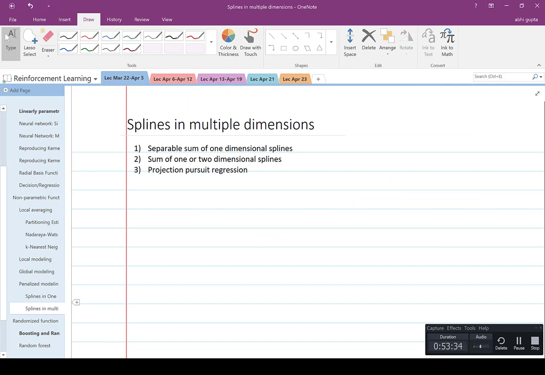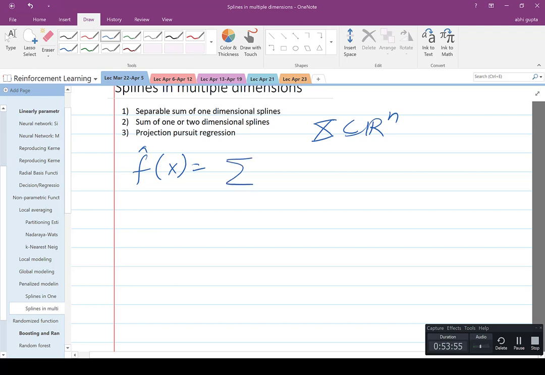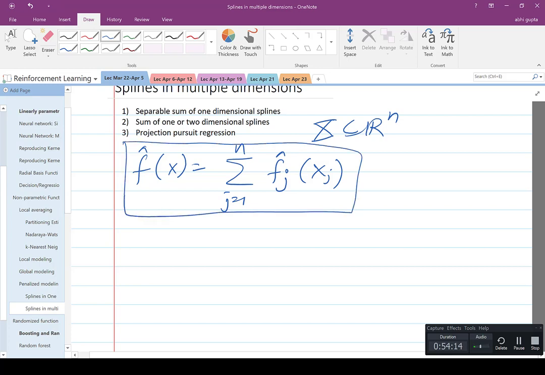How do you extend this idea to splines in multiple dimensions? Well, the first idea is, let's say your x is a subset of R^n. So one idea is to have f hat of x as the summation of f hat j of xj, j equals 1 to n. So for every dimension you come up with a spline interpolation, and then you sum it all up in order to get the value of f hat. Okay, that's idea number one. So you are a separable sum of one dimensional splines.